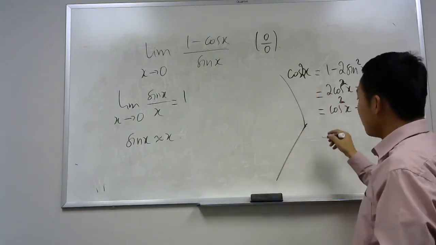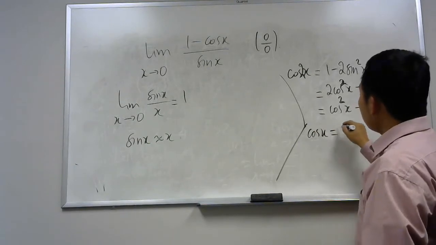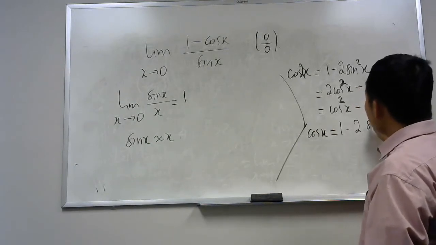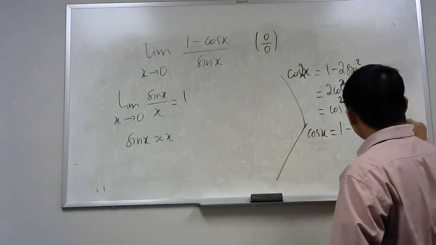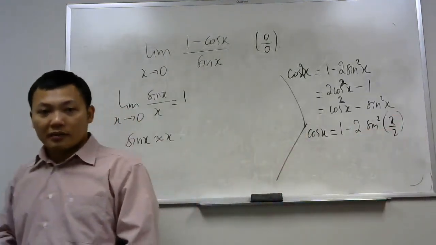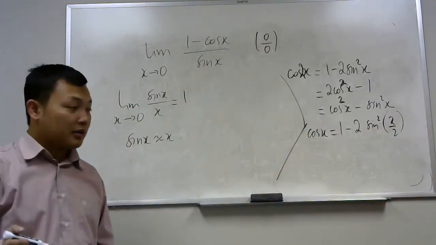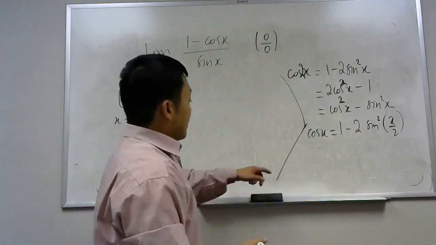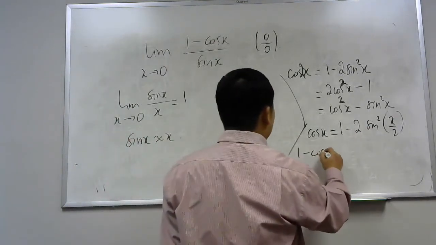Let me rewrite this formula for x only. So I have cosine of x equal to 1 minus 2 times sine squared of x over 2. Makes sense, right? Double angle. So from here, what is 1 minus cosine of x?